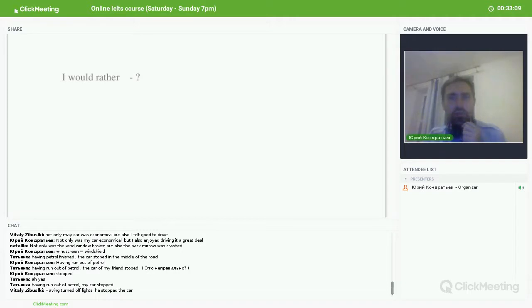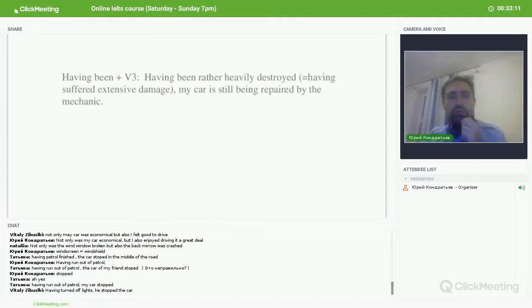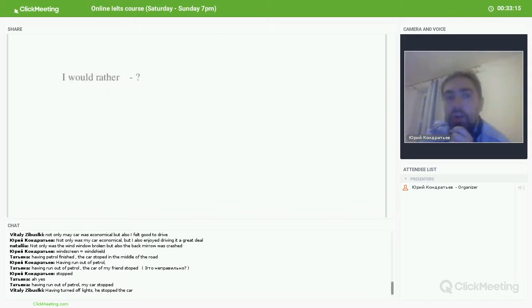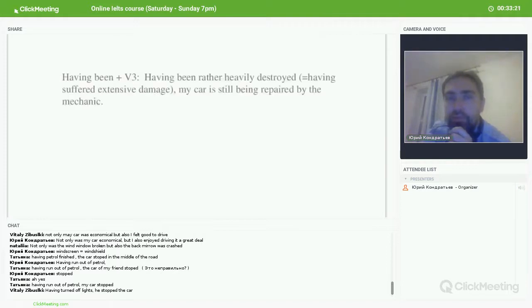And you can also use "I would rather." So let's try to make one of these constructions. Having been done, or I would rather. It means I would prefer. I would prefer not to have driven my car on that day. Like this.